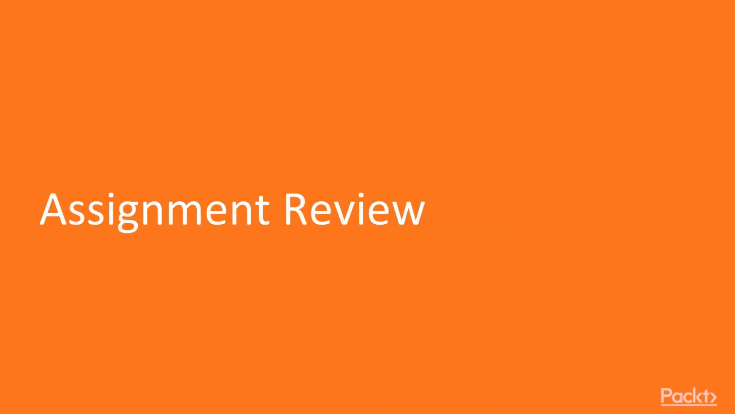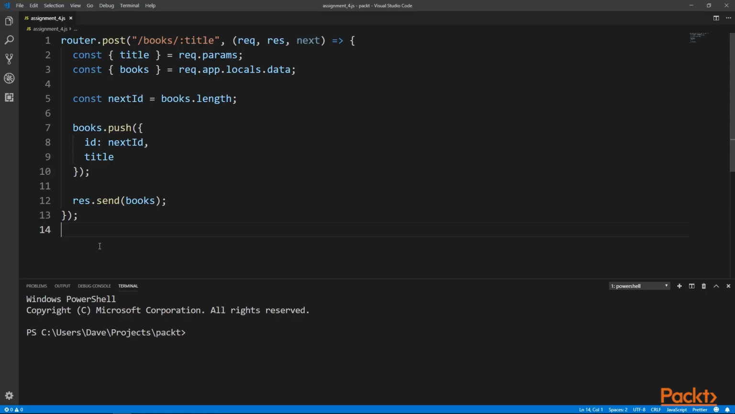Let's review my example solution for day 4's assignment. You should have created a new route that uses the post HTTP method. You could also have used put, but as you aren't fetching any data, the get method is not acceptable here. Your route path should contain a parameter for specifying the title of the new book. You could have also accepted the new book title in the body of the request, if that's your preference.